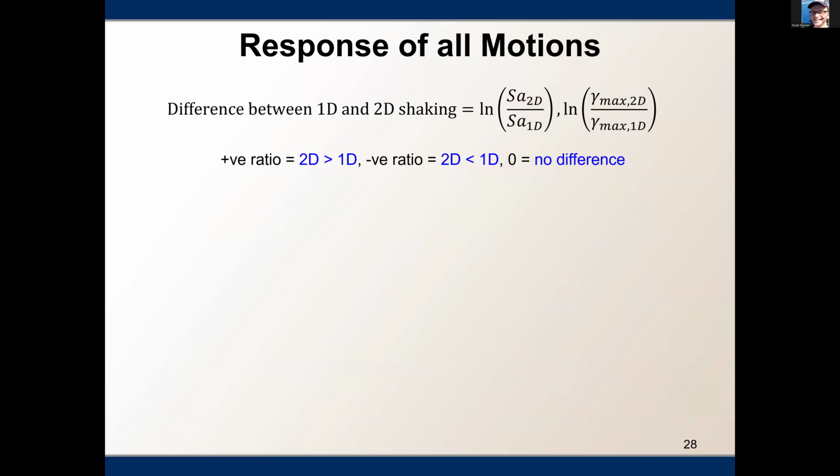So to analyze all of these motions, I tried to see the difference between 1D and 2D motion in terms of the log ratios. So ratio of the spectral acceleration and the ratio of the maximum shear strain. The reason is it's easier to compare. So if this ratio is positive, which means that 2D numerator is greater than denominator, so 2D is greater than 1D. If it is negative, then the opposite, and if it is zero, then we are seeing no difference.